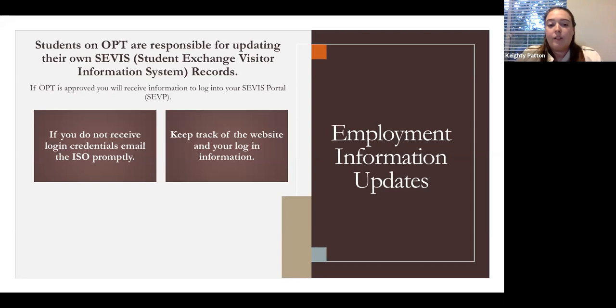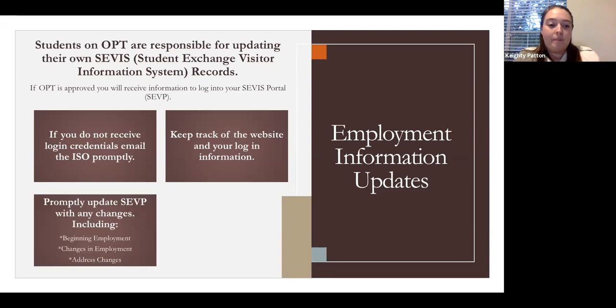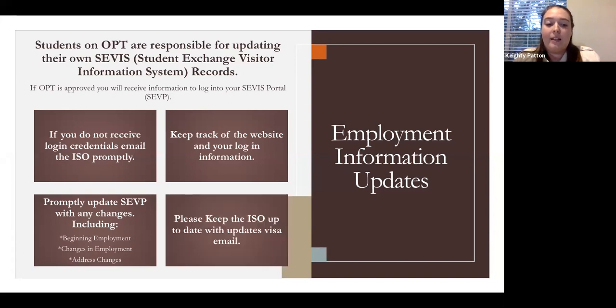And then keep track of the login information that you did have. Like I said, there are ways to get it a second time, but you'll want to be able to update this stuff quickly. So just keep track of it. Quickly update your SEVP portal with any changes, that includes beginning employment, ending employment, changing jobs, moving, changing addresses. It's super important to keep that stuff updated. And then let us know of any changes.